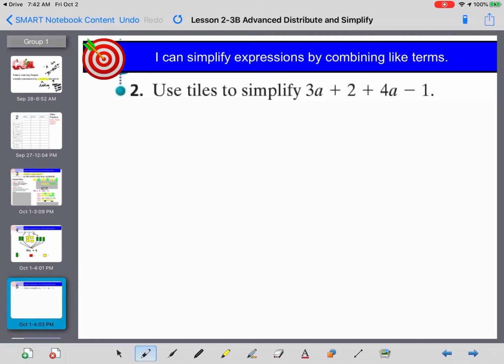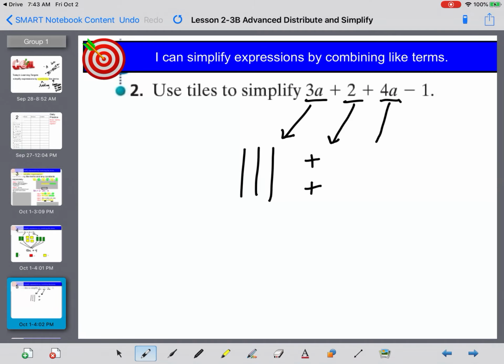For you, when you're drawing on your paper, use a stick to represent the x tiles. So first I'm going to represent 3a. 1, 2, 3. An A tile and an X tile are the same thing. Then I'm going to represent 2. And that, remember, we just do 2 positives. Then we're going to represent 4A. So that's 4 variables, like that. And then, remember, we switch this to adding negative 1. So we're going to have 1 negative tile. I'm going to write the negative tile over here.